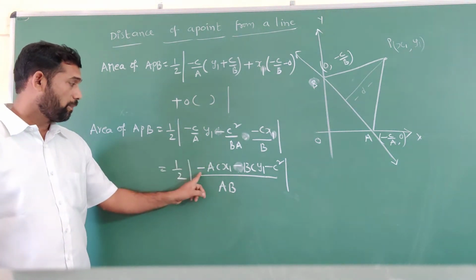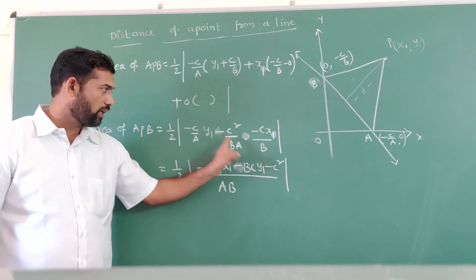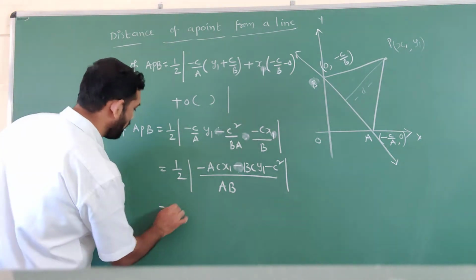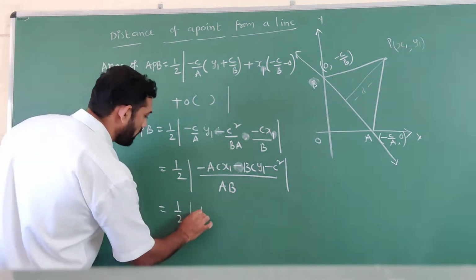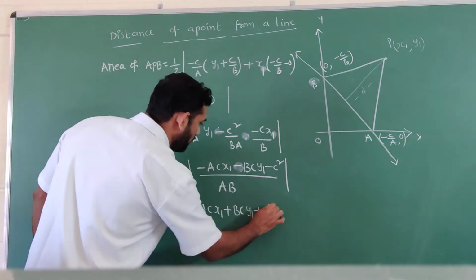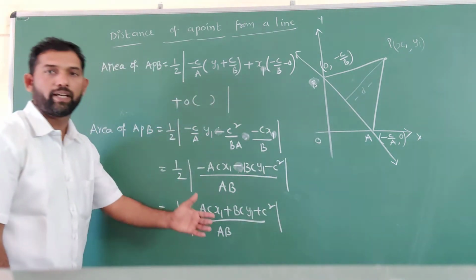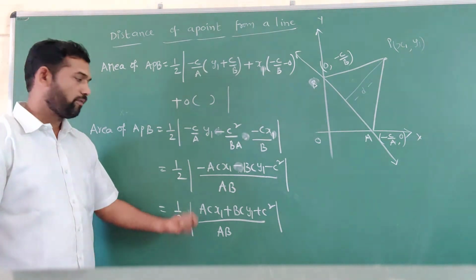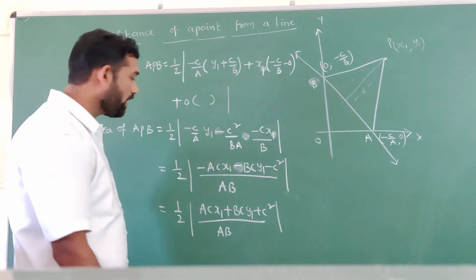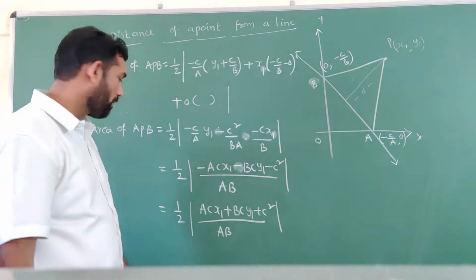We are getting minus AC x1 minus BC y1 minus C square. Take minus common. What happens? That is modulus of AC x1 plus BC y1 plus C square divided by AB. Taking the minus common inside the modulus, that value should be 1 only. Again, what value is common? C is also common. What happens?